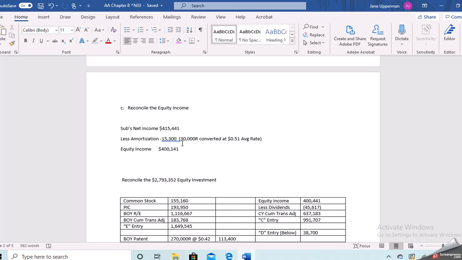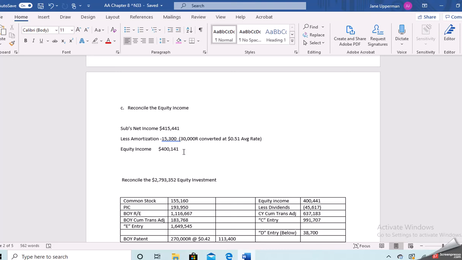The textbook told us that they have a patent that they are amortizing, and it was initially valued at 300,000 Brazilian reals. They're amortizing it at 30,000 Brazilian reals a year. Again, that's in the foreign currency though. So now when we go to adjust it, this is already adjusted. We also need to adjust the amortization. So if we take the 30,000 Brazilian reals and we multiply that by our exchange rate, the average rate is 51 cents. That gives us $15,300.